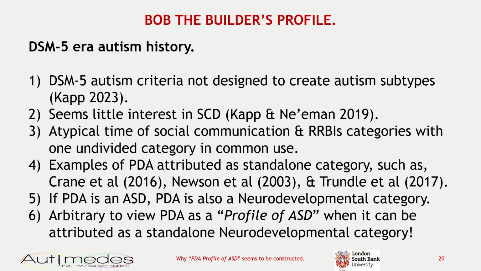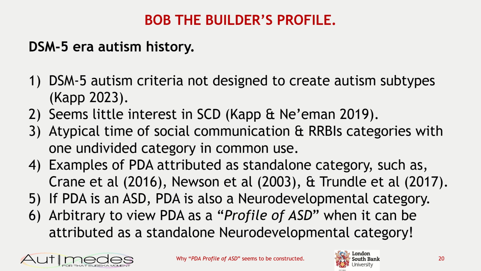And this kind of matters because, as I said earlier, autism itself is a neurodevelopmental category, which means that if one assumes that PDA Profile of Autism is a form of autism, or if you accept its underlying assumptions, it means that PDA Profile of Autism is intrinsic in a neurodevelopmental category. What that means is, you can diagnose PDA as a standalone neurodevelopmental category if one wants to, because there are other examples of it within the academic literature. So it's arbitrary to view PDA as a profile of autism when it can be attributed as a standalone neurodevelopmental category.